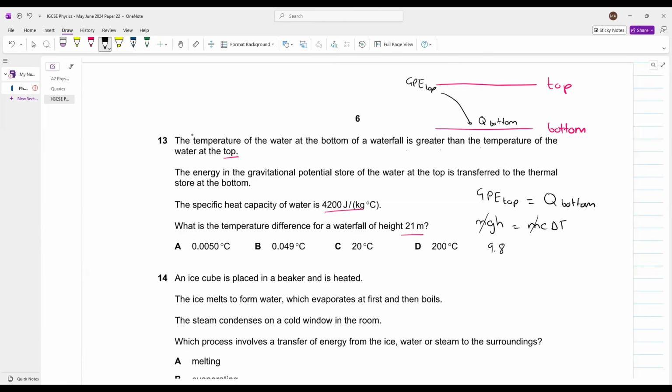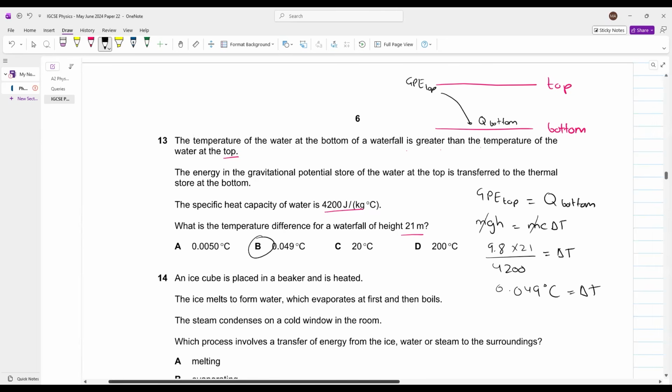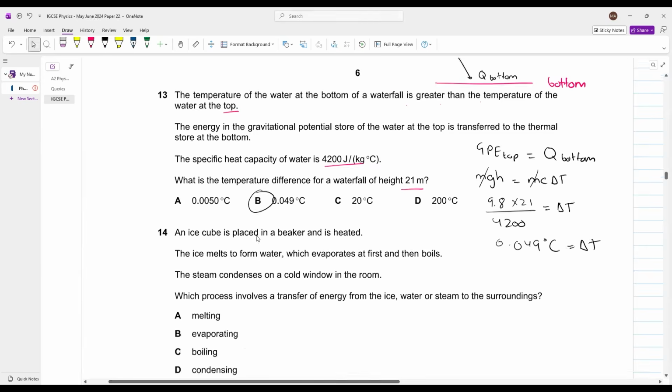Do you have the gravitational field? It is 9.8. What is your height? 21. What is your specific heat capacity? 4200. What does your change in temperature come out to be? Change in temperature क्या आ जाता है? 9.8 into 21 divided by 4200. Change in temperature is 0.049 degrees centigrade. B is your answer to question number 13. Simple. Let's further move ahead.